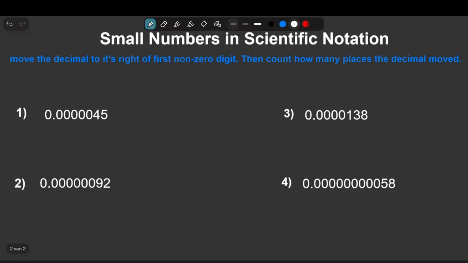Small numbers into scientific notation. So, scientific notation is a way to write very large or very small numbers using powers of 10. It makes numbers easier to read, write, and compare.